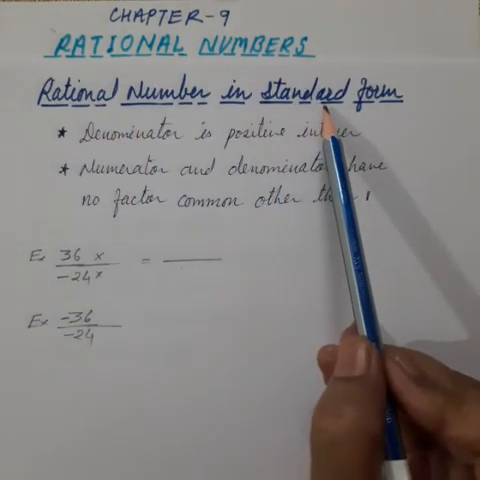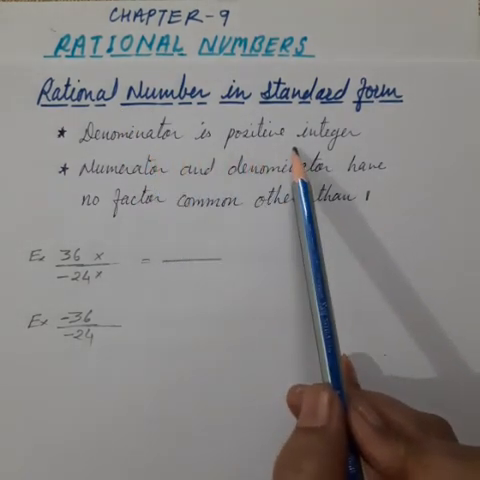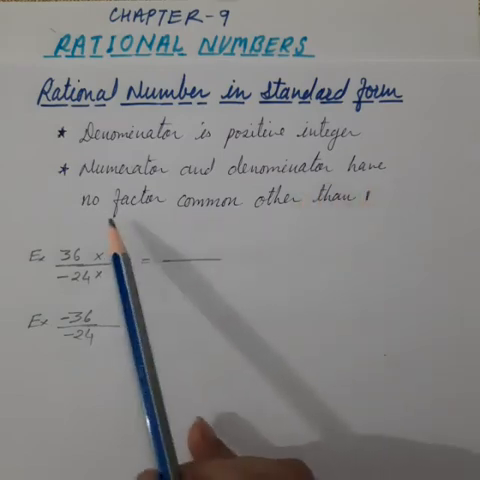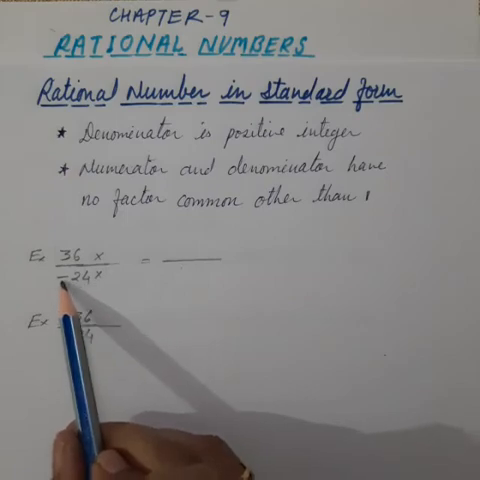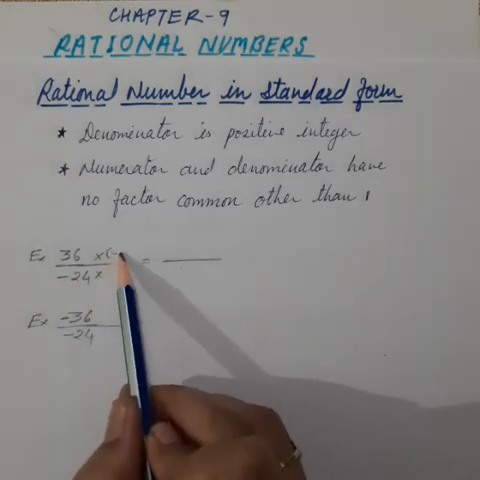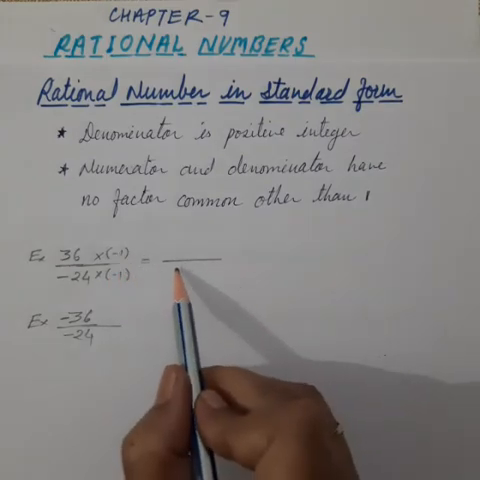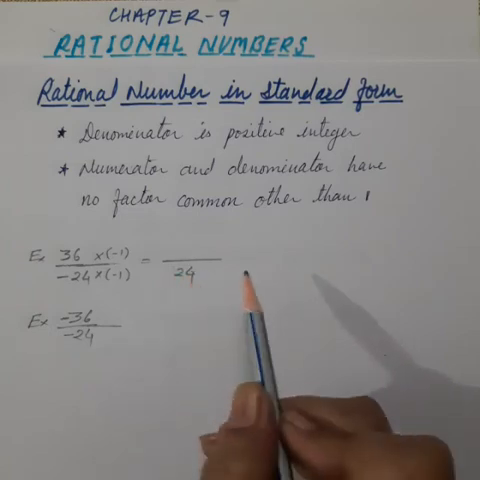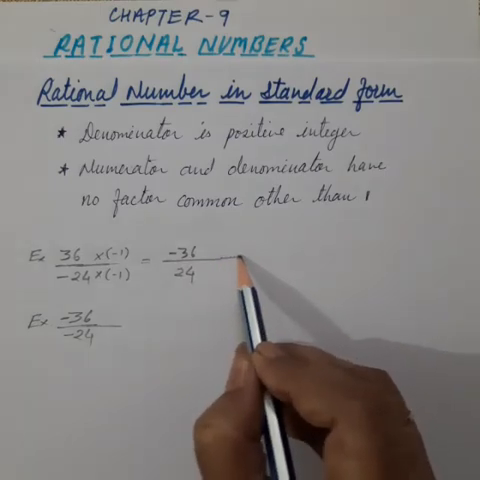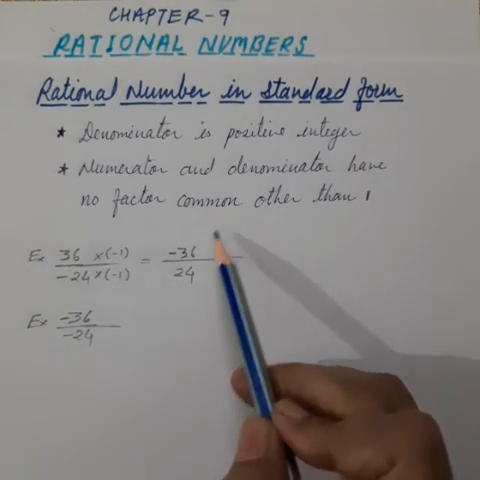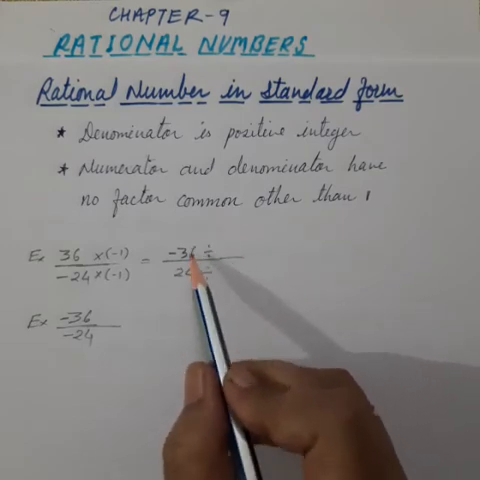Rational number in standard form. In the standard form of a rational number, the denominator is a positive integer and the numerator and denominator have no factor common other than 1. If the denominator of the given rational number is a negative integer, multiply both numerator and denominator by -1. So we will get a positive integer denominator and a negative numerator. Now we don't want any factor common in numerator and denominator. So divide both numerator and denominator by the HCF of numerator and denominator.